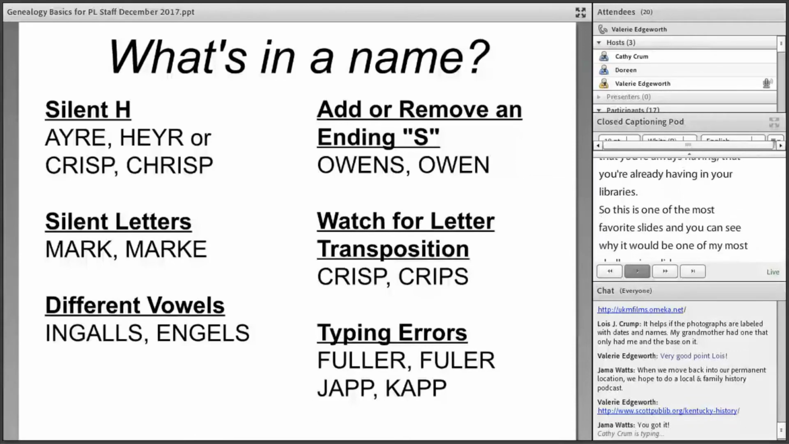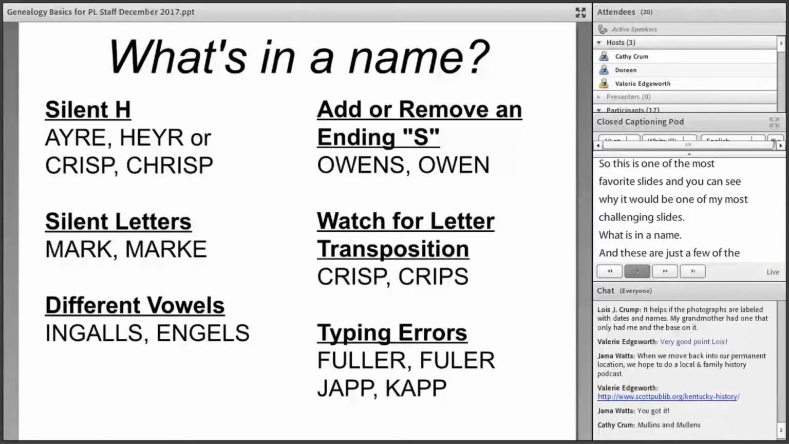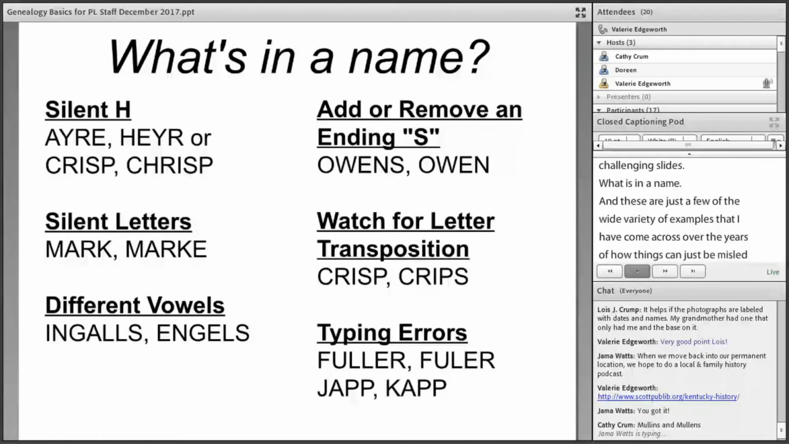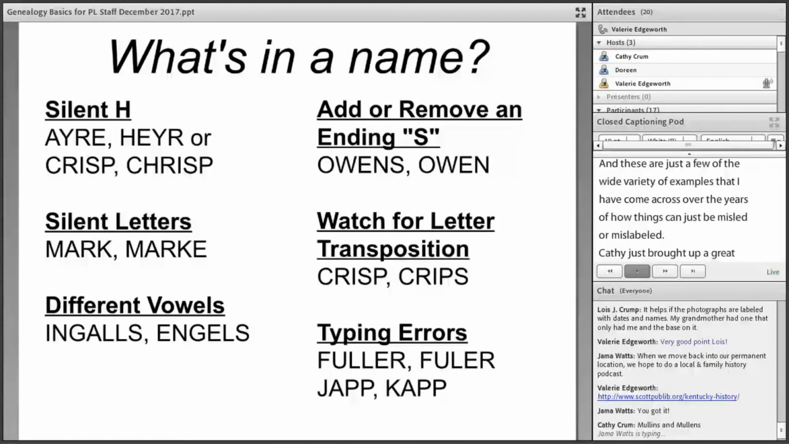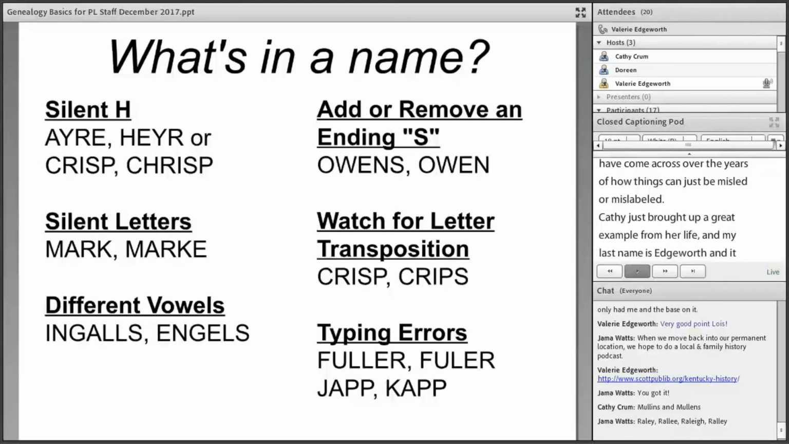What's in a name? These are just a few of the wide variety of examples I have come across over the years of how things can be mislabeled. Kathy just brought up a great example from her life, from Mullins and Mullins. My last name is Edgeworth. It comes out as Edwards, Edgewater, Edgewoods, Edgeworths, a wide variety. There's another great example, Jama. Those are things to keep in mind.